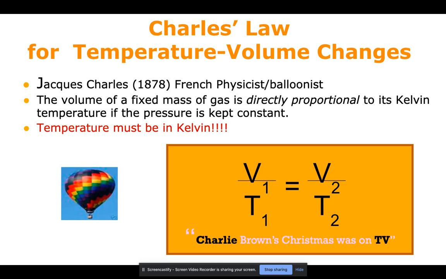The reason why that is, if you look at our formula here in a second, if your temperature was 0 at the bottom of one of these fractions, it would not work at all. So that's one of the reasons why we convert all of our temperatures to Kelvin. Your formula at the bottom reads V1 over T1 is equal to V2 over T2.